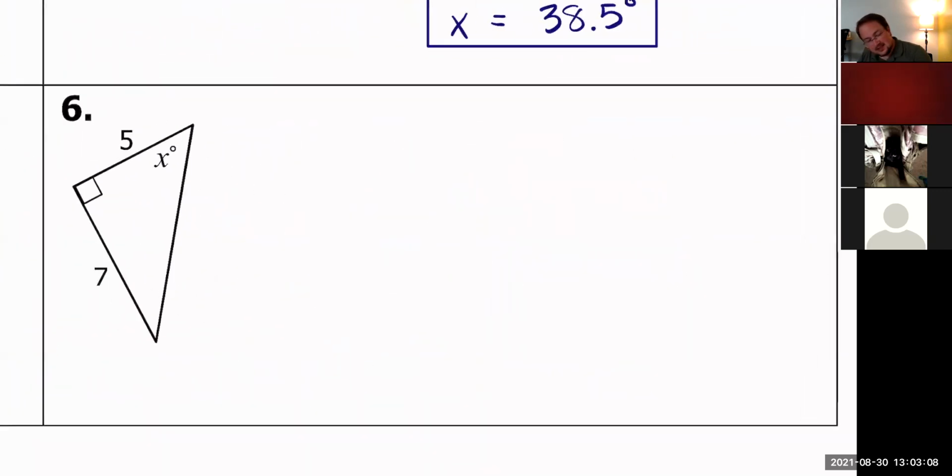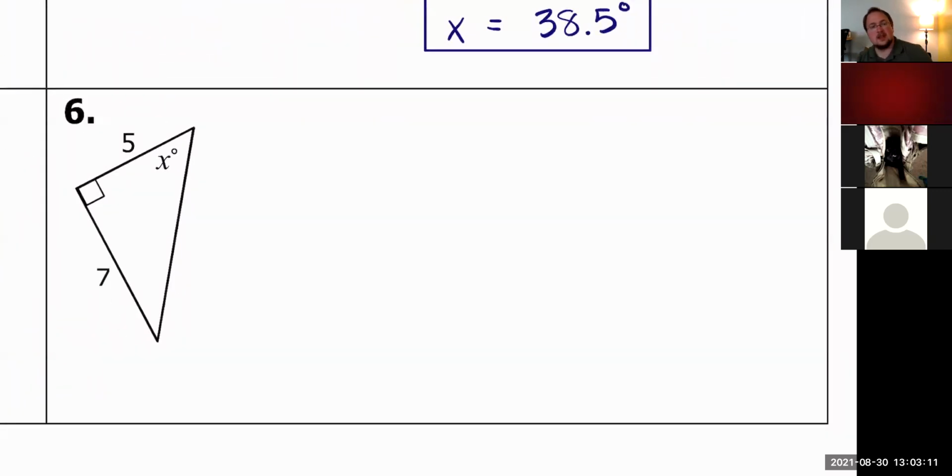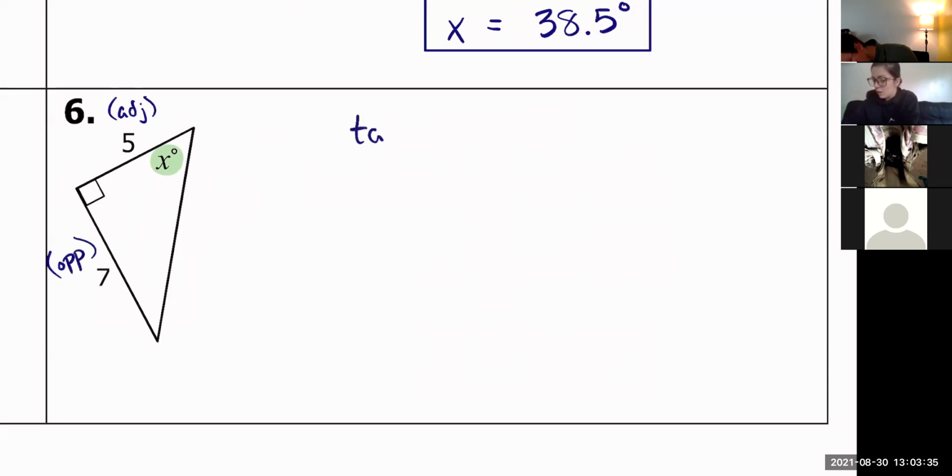Hop over here to number 6. Again, using the angle as my focal point, which sides of the triangle do I have? The adjacent, at the 5, and the opposite leg as well. Which is the tangent. Yep, we're going to use tangent here because we don't know the hypotenuse. So tangent of x degrees equals opposite over adjacent, so 7 over 5.